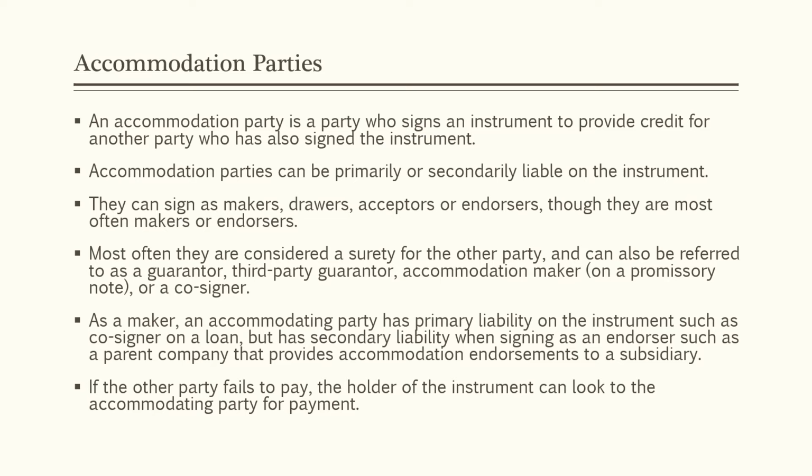A surety or guarantor, in contrast, only endorses the note. If the borrower on the note defaults and cannot pay, the bank can seek payment from the surety who is secondarily liable. Now, if the surety pays the debt for the party that defaulted, they can then try to seek restitution from that party.